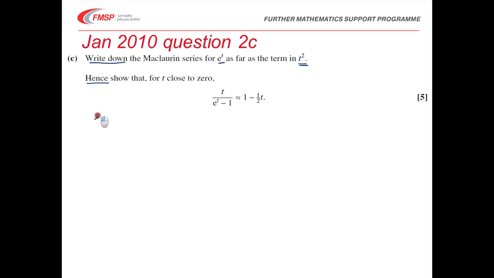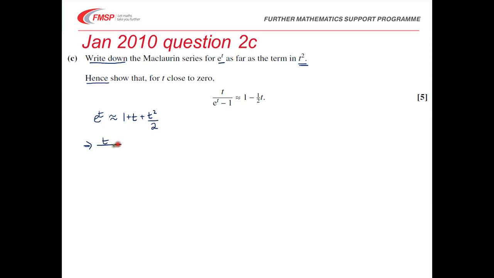So we start by copying very carefully from the formula book the Maclaurin series for e to the t as far as the term in t squared. Don't worry about the fact that this seems very easy. There is only 1 mark for it, and you are just asked to write it down, so there is no need to show any working.